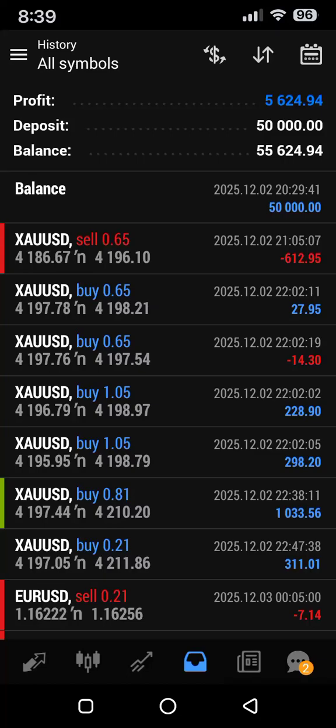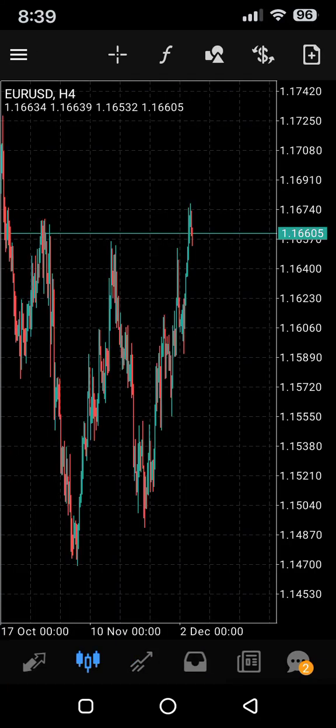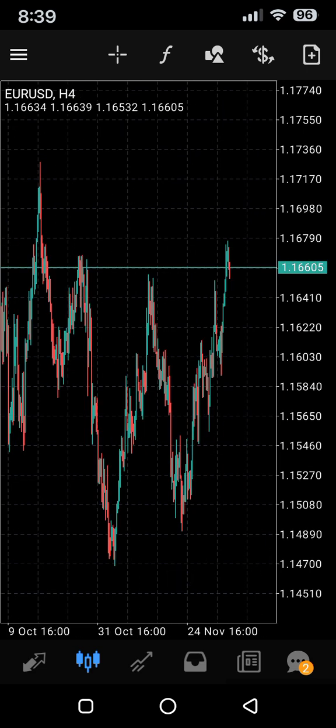Welcome back, guys. So this was an account I was trading. I made 5k from it, but just to keep you updated, you're just going to be trading the ICC method.